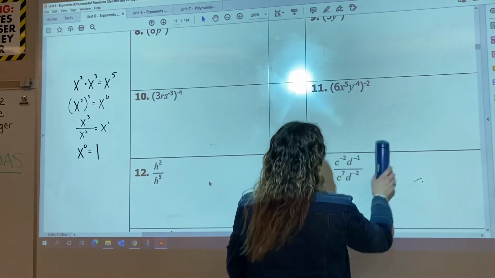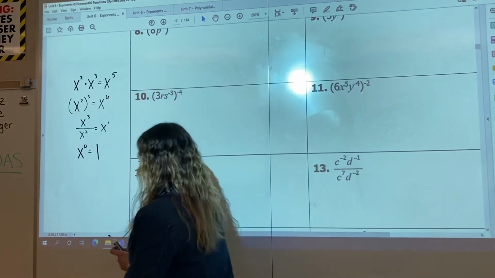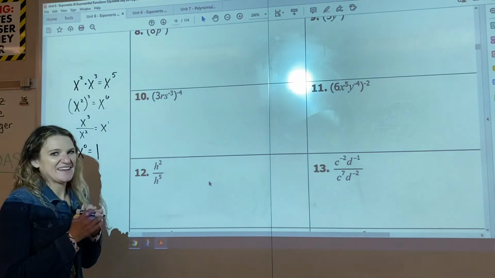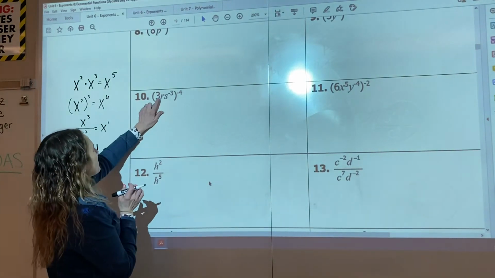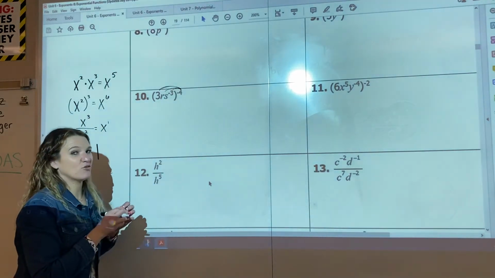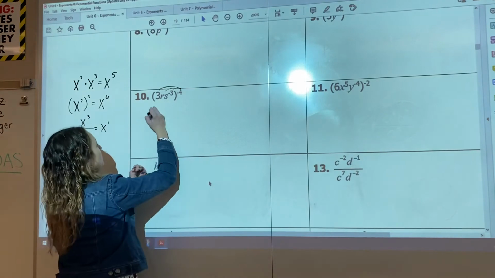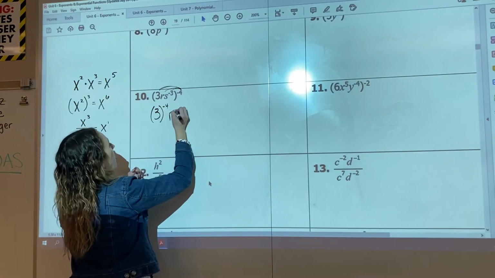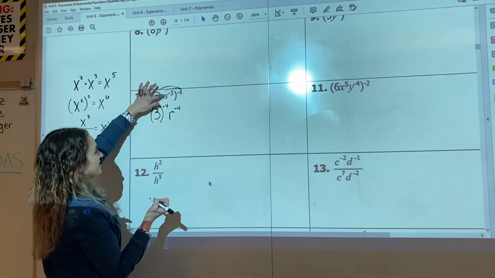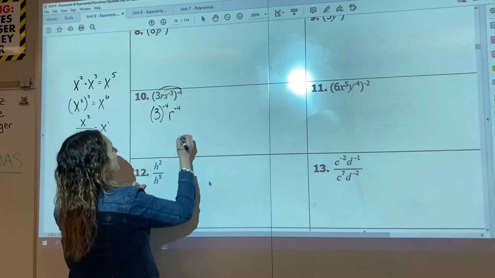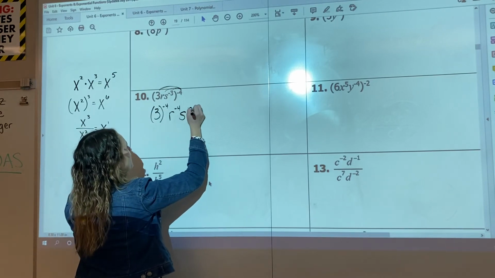All right, they keep mixing it up as we go. We're gonna add an extra rule here and there. I love it. All right, so let's look at number 10. We have 3 bases, which means we need to distribute that -4 exponent to all of them. Meaning we'll have 3 to the -4th power, r to the -4th power, because technically it's a 1 right now, and -3 times -4 gives me a +12.